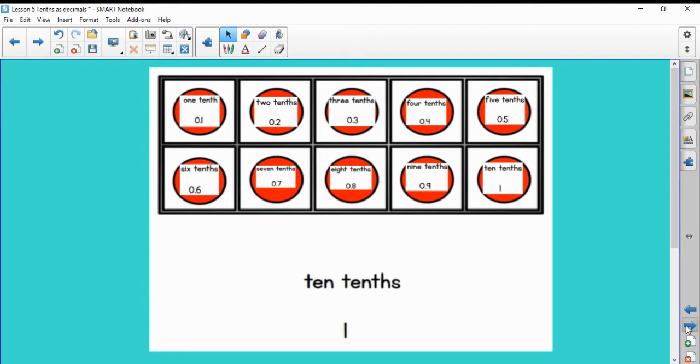Let's count now in tenths using decimals. 1/10 is 0.1. 2/10, 0.2. 3/10, 0.3. 4/10, 0.4. 5/10, 0.5. Count with me. 6/10, 0.6. 7/10, 0.7. 8/10, 0.8. 9/10, 0.9. And 10/10, well, that's a whole one.